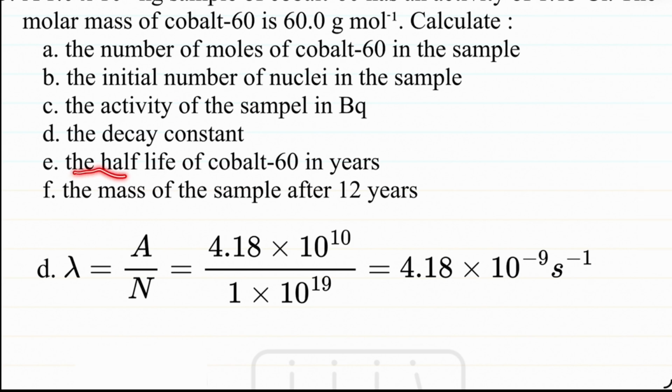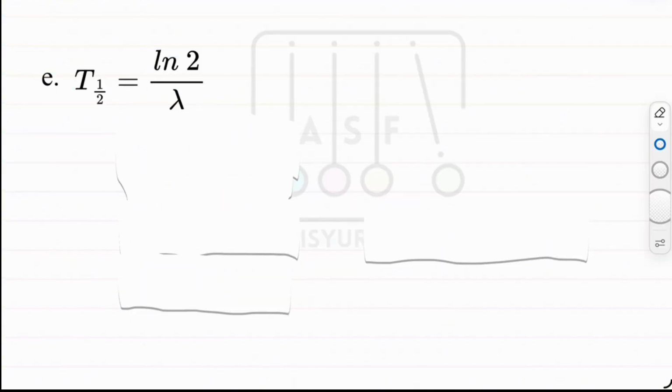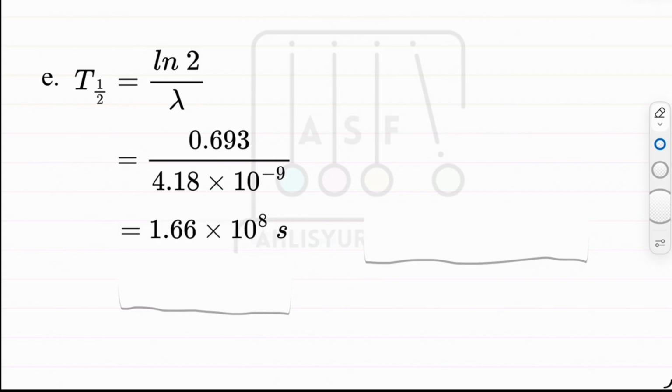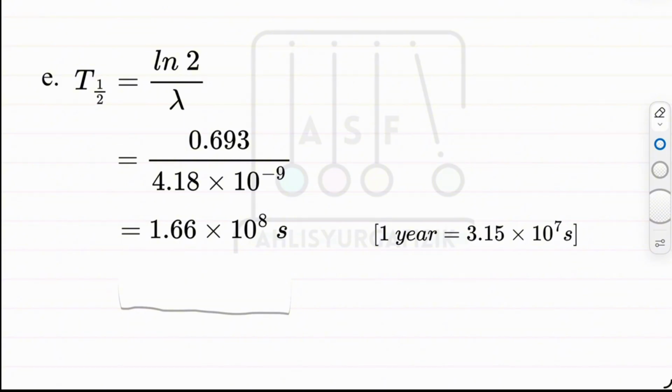Next question, the half-life of the cobalt-60 in years. The half-life equals ln 2 over lambda. We substitute lambda, so it's 1.66 times 10 to the power of 8 seconds, and because we have to get it in years, 1 year is equivalent to 3.15 times 10 to the power of 7 seconds. So the answer is 5.21 years.